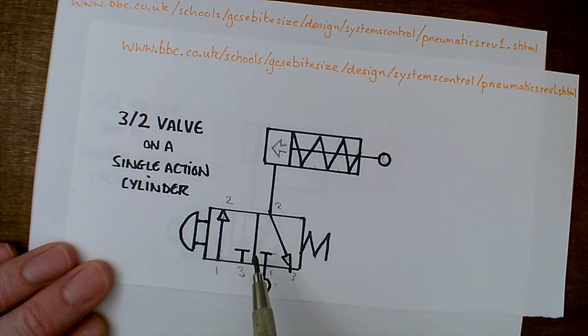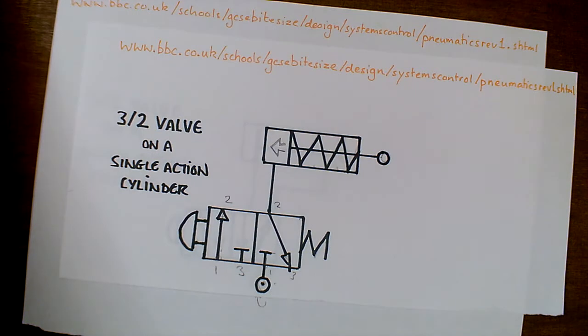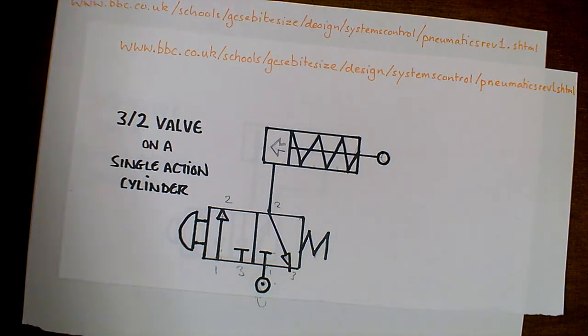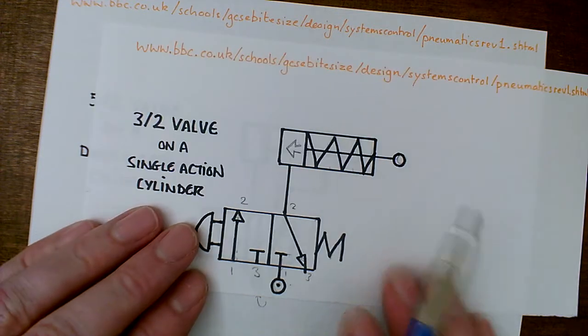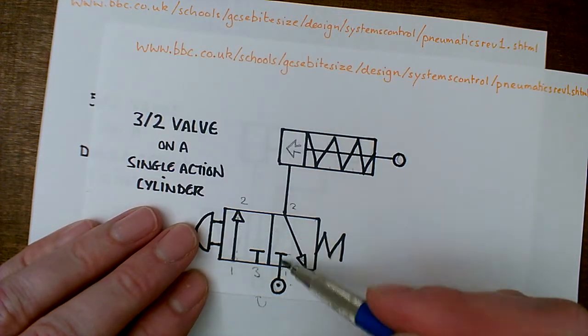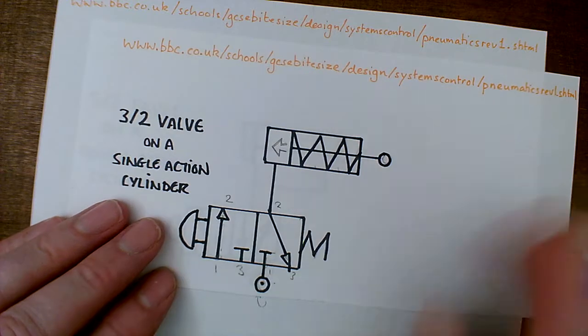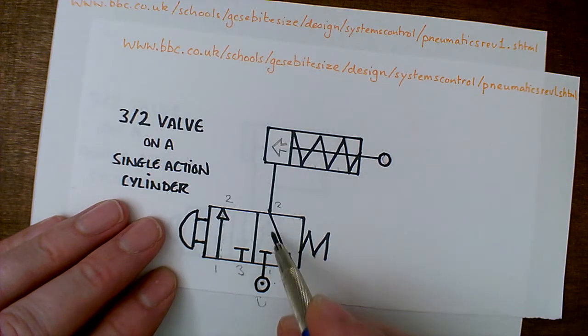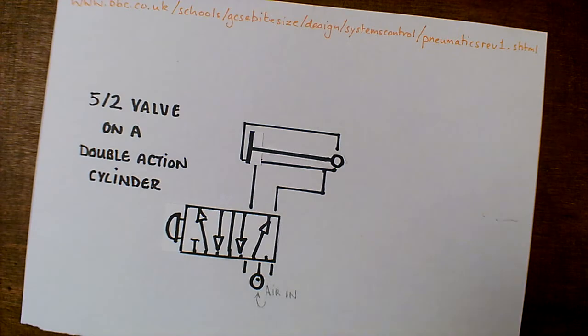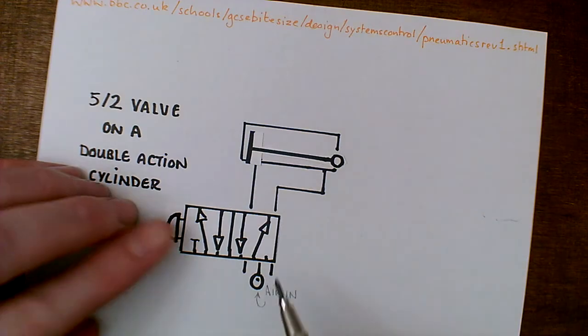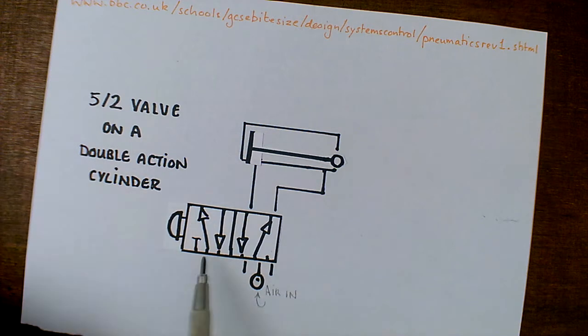So it's got 3 ports. It's got 2 states. It's got closed, as it is now, and it has open, which is where this would be moved into position. So you've got 2 states. You've got 3 ports, and you have 2 states, open and closed. 5, well, if we look now, we've got 1, 2, 3, 4, 5 ports.